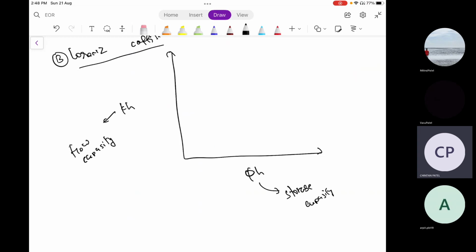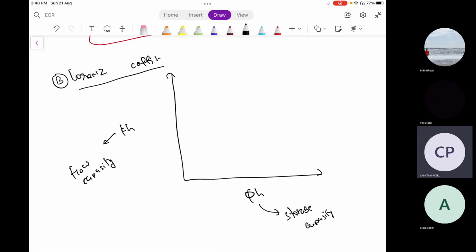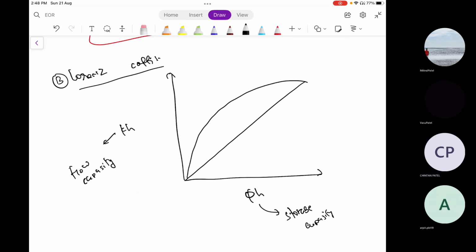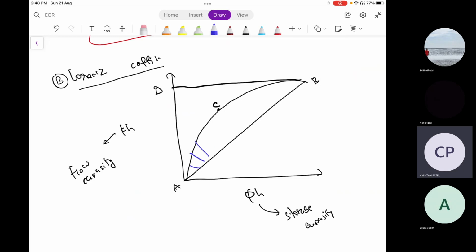We are going to draw this curve. The shape of this curve we are going to get is something like this. So this is the 45-degree line. Let's say this is A, B. Let's say this is D, and we have another point C here, and we have this area.